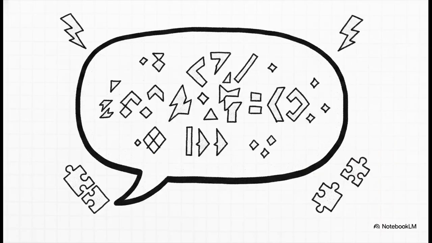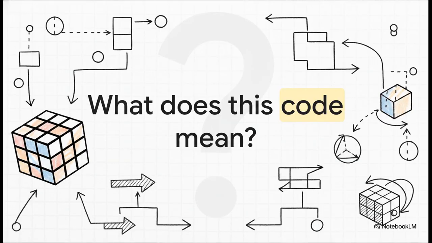Take a sequence like this: U prime, L prime, U prime, L R, U prime, R prime. To an outsider, it kind of looks like a typo, right? Or maybe a strange computer glitch. But to the community, this is literally the lifeblood of optimization. So, what does this code actually mean?